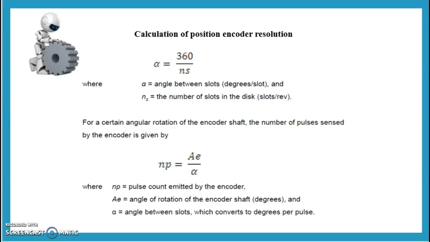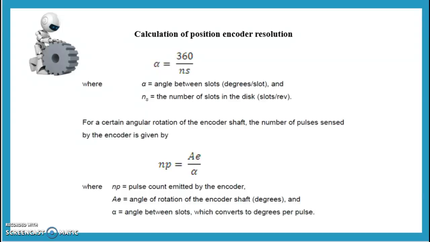Calculation of position encoder resolution. Encoder resolution is the distance by which the encoder disk rotates for one pulse count. Here alpha is the angle between slots. If your encoder disk has Ns number of slots, then encoder resolution is equal to 360 divided by Ns.